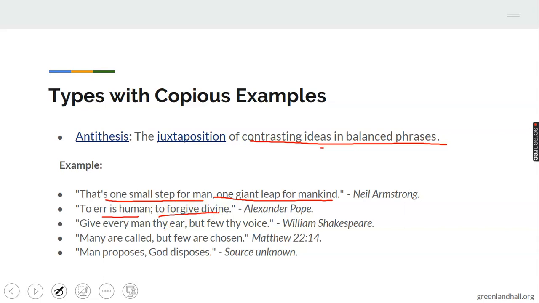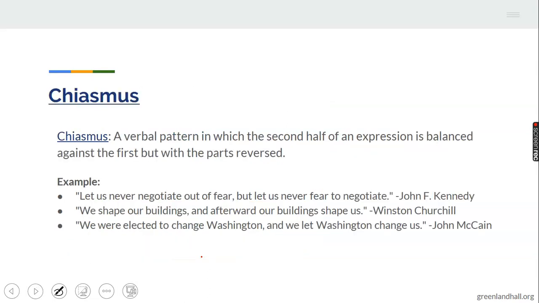Give every man thy ear, but few thy voice. This is antithesis from great men. This was said by the great William Shakespeare. Then also in Matthew chapter 22, verse 14, many are called, but few are chosen. Here we are juxtaposing between being called and being chosen. The man proposes, God disposes. All these are examples of antithesis.